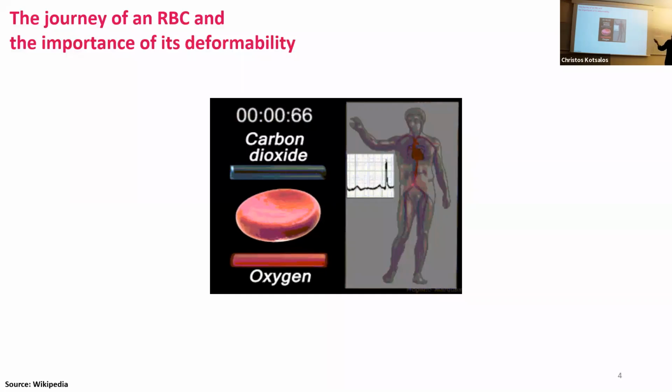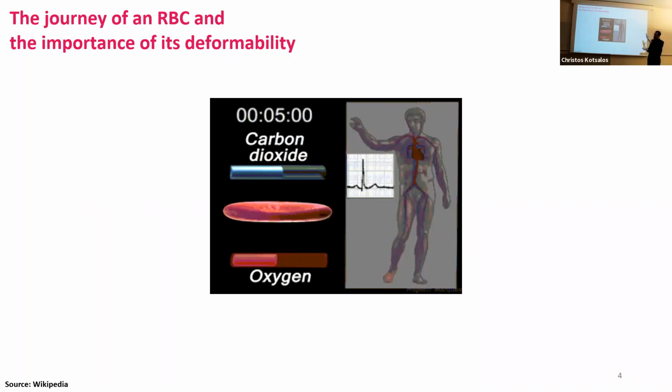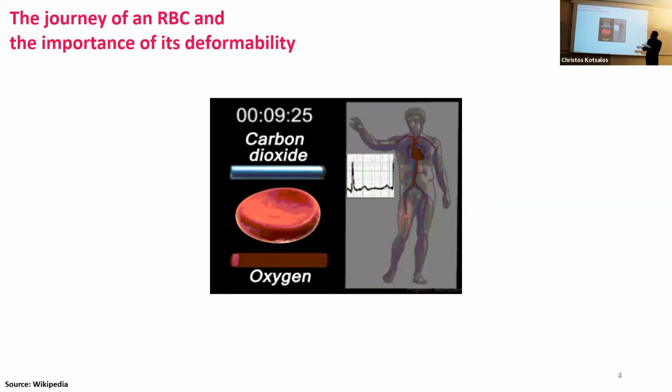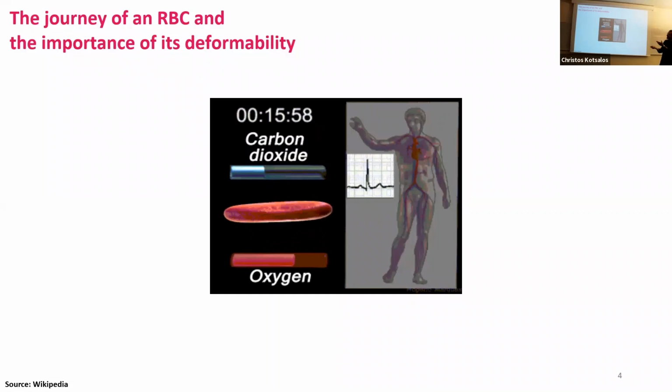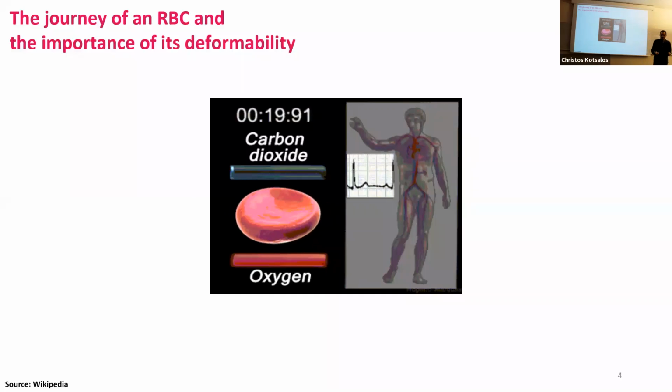Now we need to imagine that if something impairs the viscoelasticity, the deformability of the red blood cell, then most probably we will have an impaired gas exchange. So various diseases are linked with impaired red blood cell deformability. I'm going to talk a little bit more about it later.